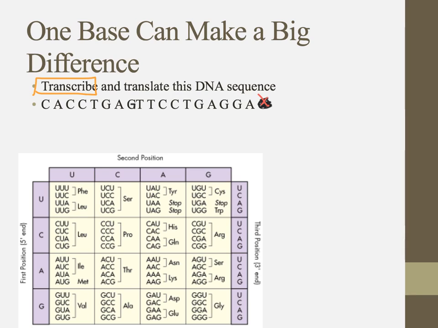So you may remember that in transcription, we are in the nucleus, and we're going to take a segment of DNA and use it as a template to make a segment of mRNA. So when we want to express a gene, RNA polymerase, that enzyme, is going to come along and unzip DNA and use it as a template to make a strand of mRNA.